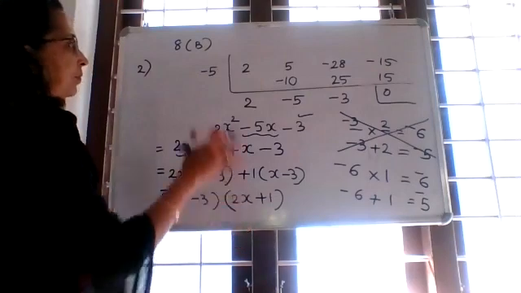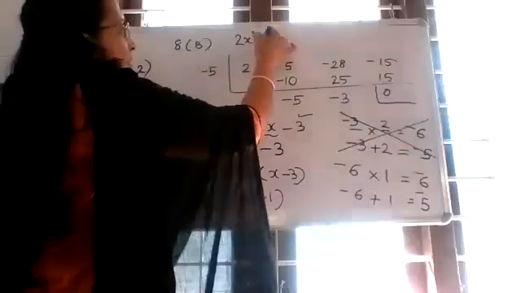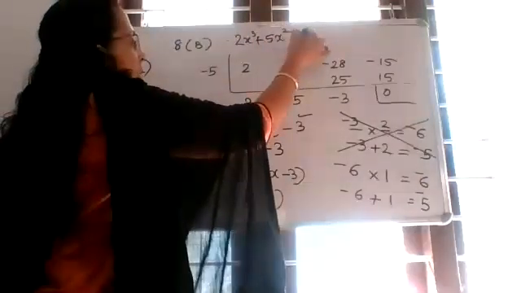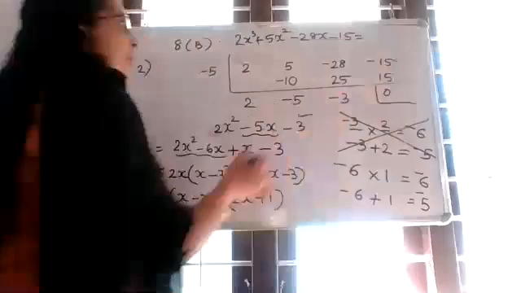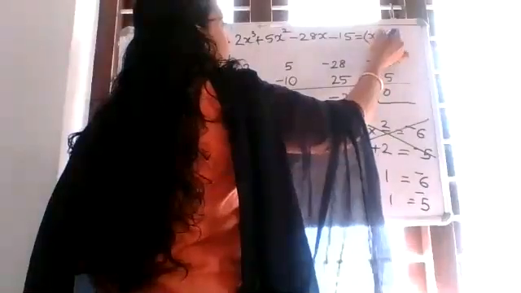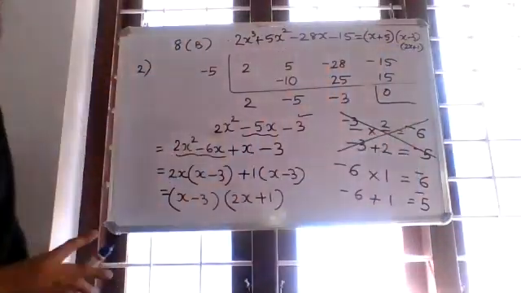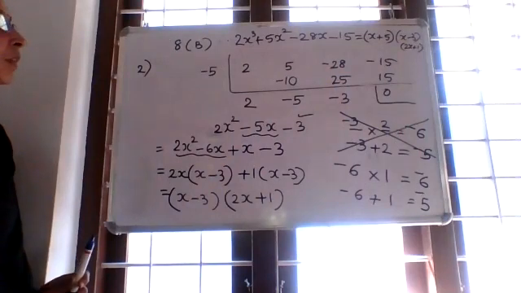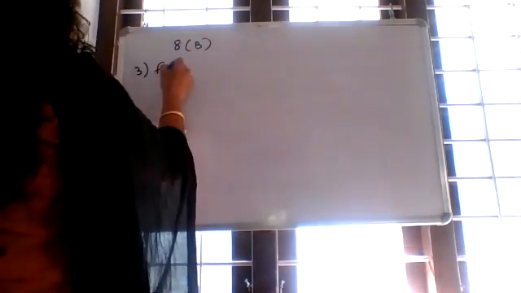Our question is what? Therefore, what do we want to find? 2x cube plus 5x square minus 28x minus 15 is equal to, okay, we write x plus 5, first one, x plus 5 into x minus 3 into 2x plus 1. Check that with the back answer. Correct only.